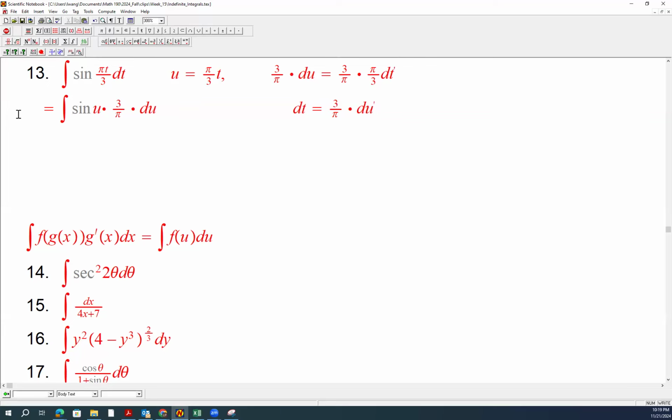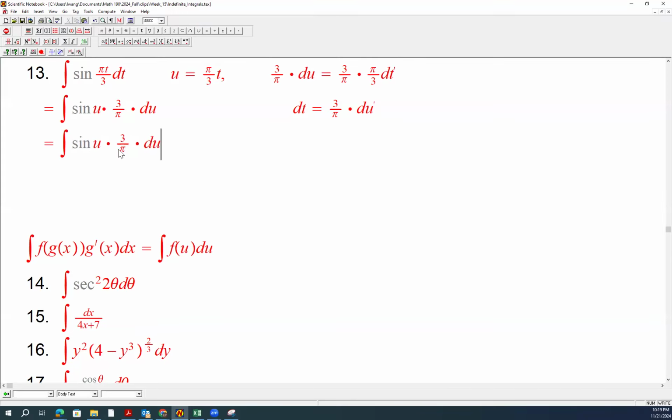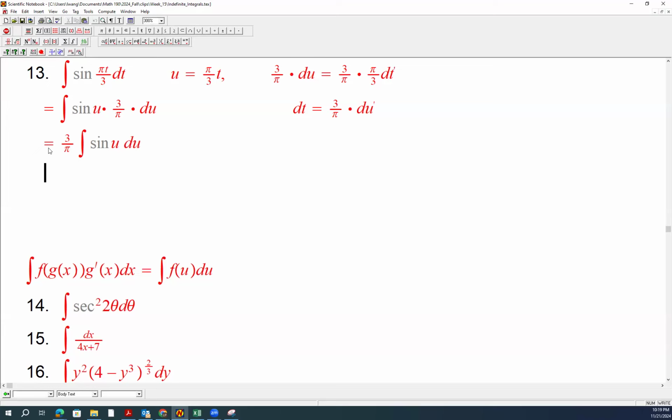Okay. And now it's completely substituted into u, and 3 over pi is a constant. I'm going to put it in the front, and du, and we're going to work on the antiderivative. The constant will be kept in the front. The antiderivative of sine u is negative cosine u plus a constant.